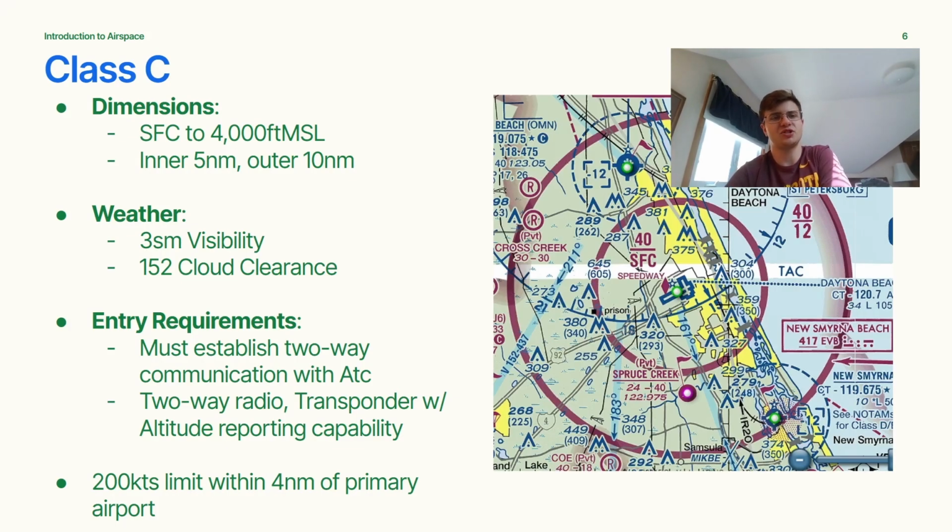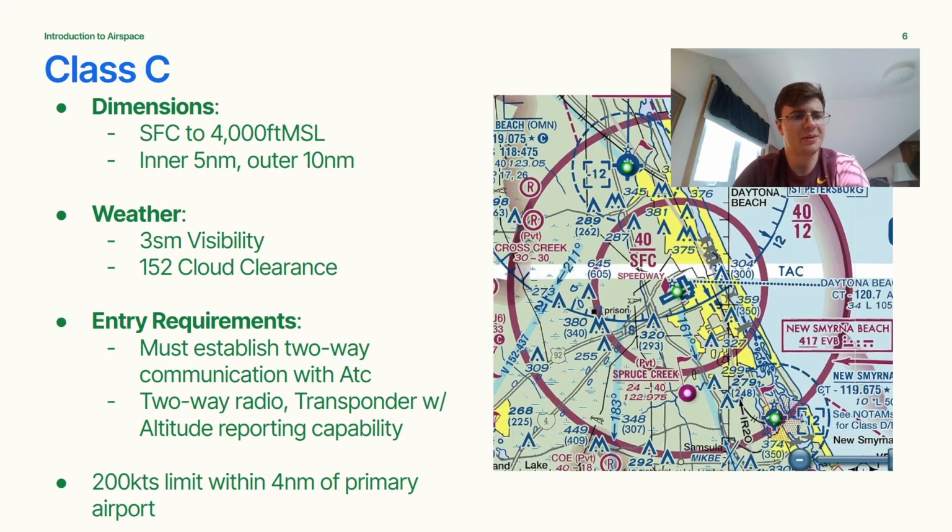The dimensions of Class Charlie airspace: instead of being an upside down wedding cake, it'll be an upside down wedding cake with only 2 layers. Again, that's usually 2 layers of an upside down wedding cake. So you have those 2 rings. It extends from the surface to 4,000 feet MSL, so not up to the 10,000 feet we were talking about for Bravo. The inner ring will have a radius of 5 nautical miles, and the outer ring will have a radius of 10 nautical miles. So that's a lot smaller than our 30 nautical mile radius in Class Bravo.